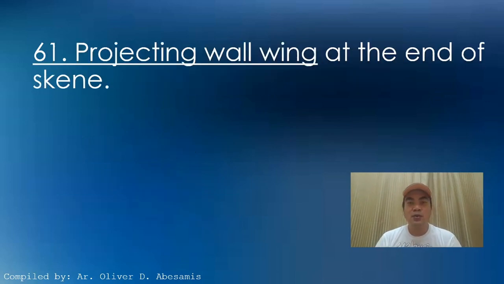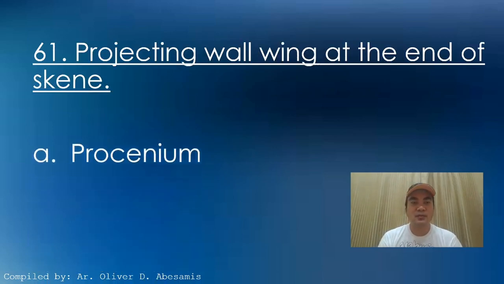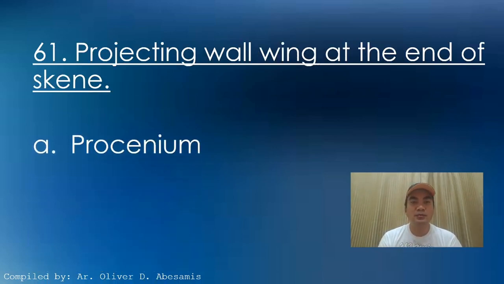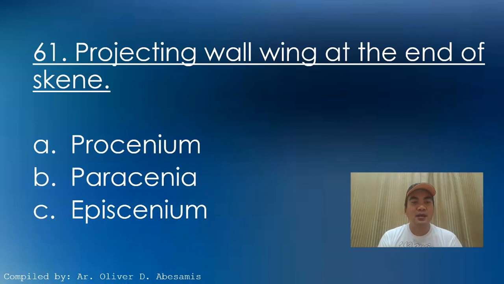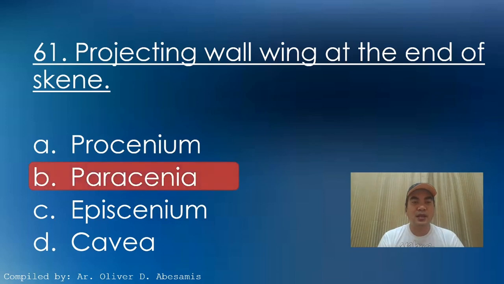61. Projecting wall wing at the end of the scene. A. Proscenium. B. Parascenia. C. Episcenium. D. Cavea. Answer. D. Parascenia.